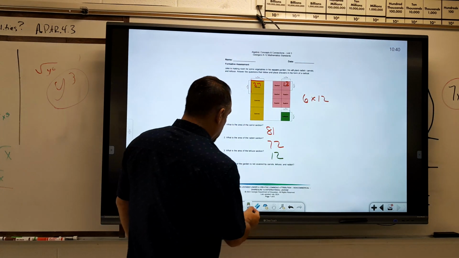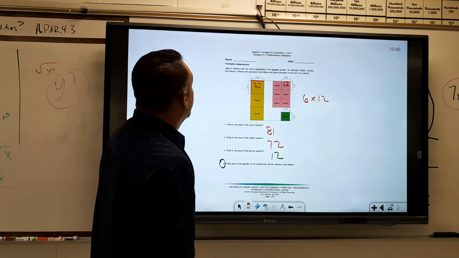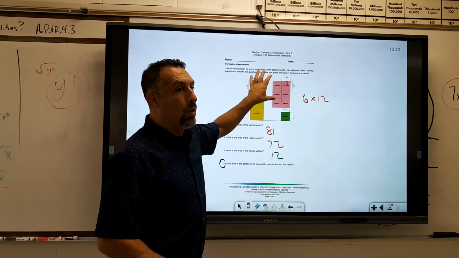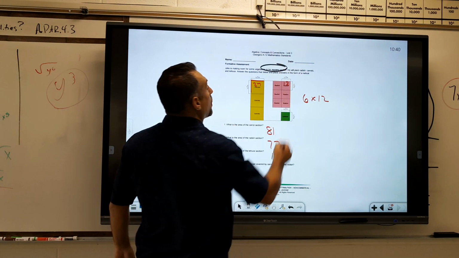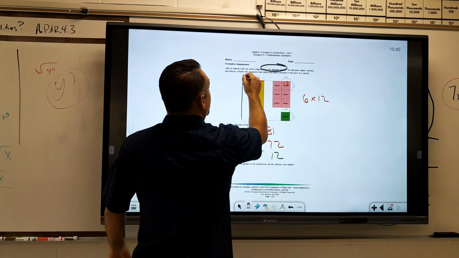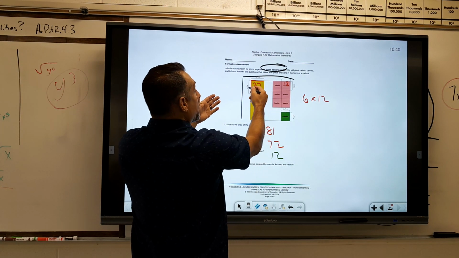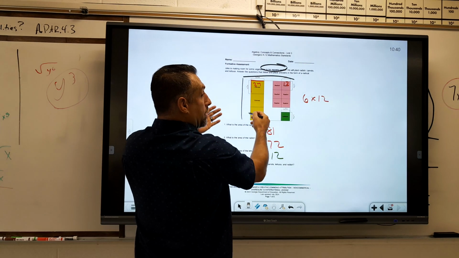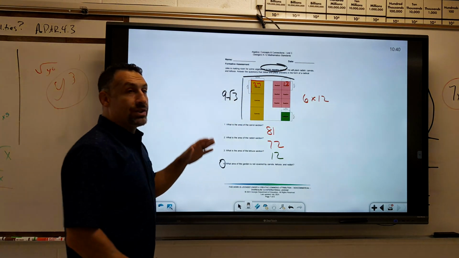They give you a clue at the beginning to answer number 4. You need the area of the whole space. Well, it says this is a square garden. So this one and this one are the same length. And this one is 3 root 3, 3 root 3, and 3 root 3. So it's 9 root 3 is one side.